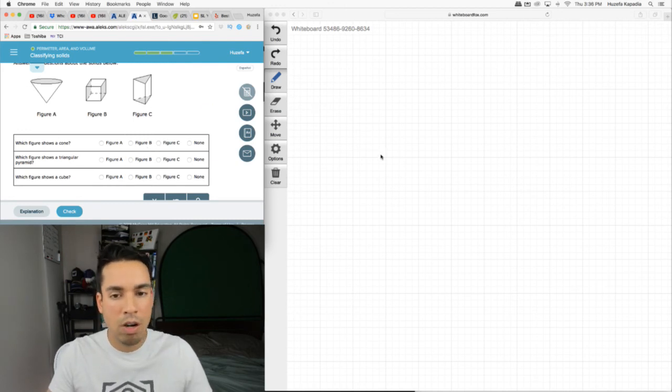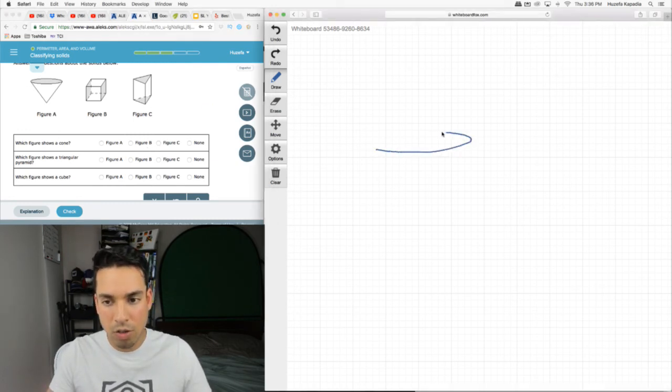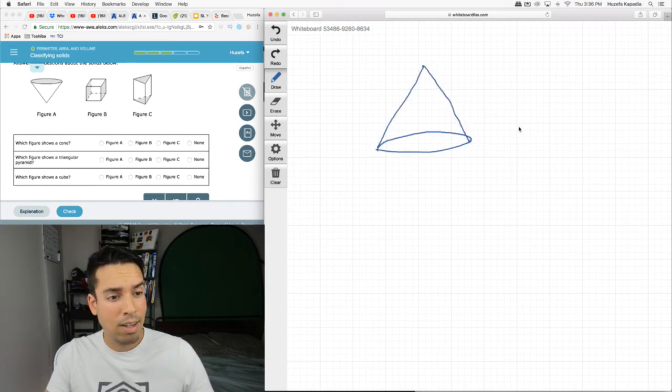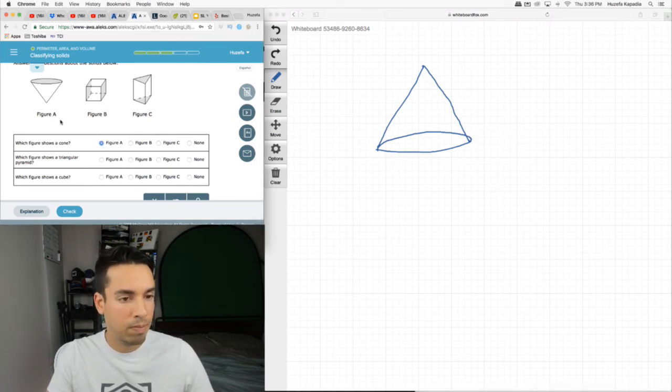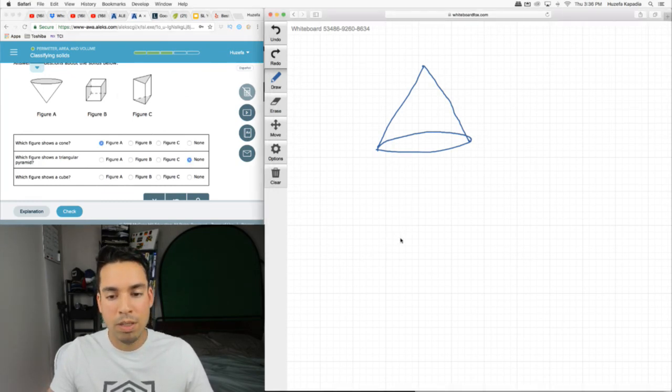Okay, which one shows a cone? A cone is a circle that then extends up to a point. It's kind of like one of those dunce hats, or literally like a traffic cone that you see outside. So cone is figure A. Doesn't matter that it's upside down. Which shows a triangular pyramid? This is not a triangular pyramid, it's a triangular prism, so there is no triangular pyramid. A triangular pyramid would be like this. It would be a triangle on the bottom, and then they would all go up to one point, like that.